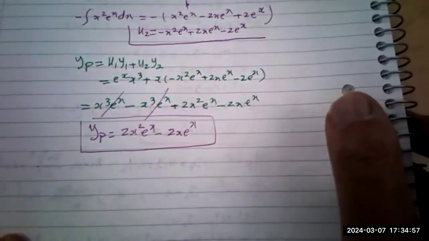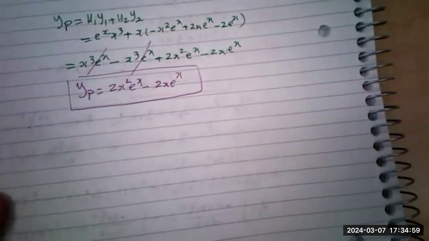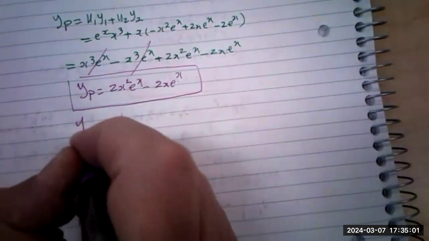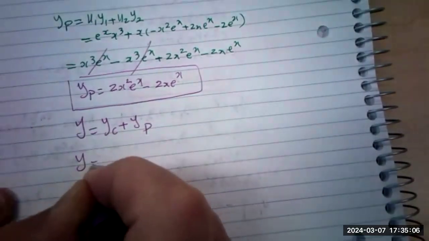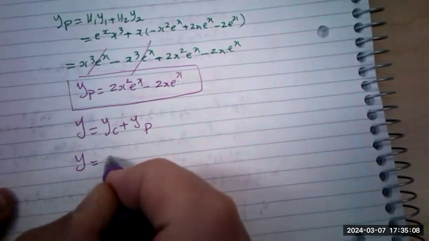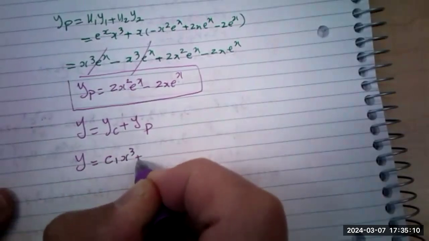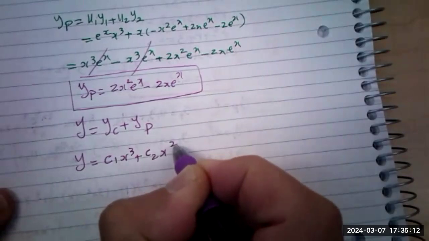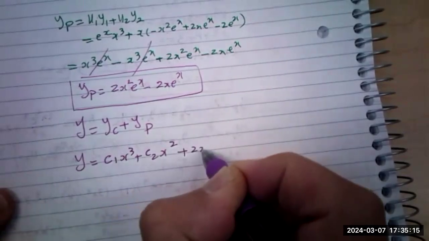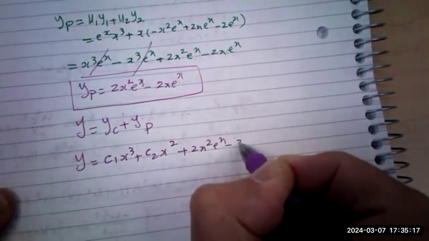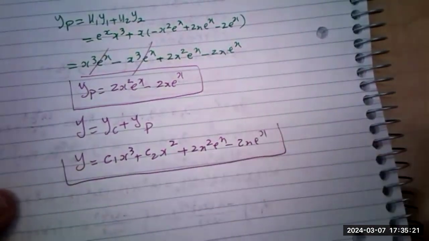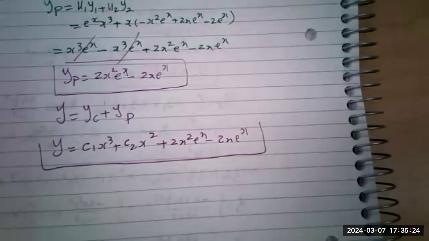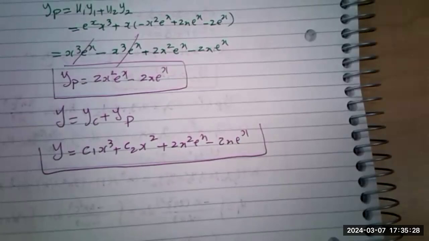Now we can go back and give you the solution of the equation. So the solution of the equation is y equal to the yc plus yp. And your yc was c1 x cubed plus c2 x squared, and the yp is 2x squared e to the x minus 2x e to the x. This is going to be the solution of the Euler equation. Okay, it takes time when you want to solve one of them.